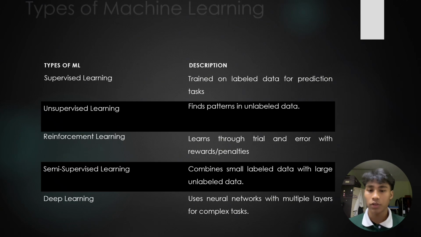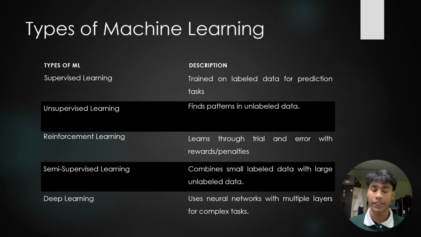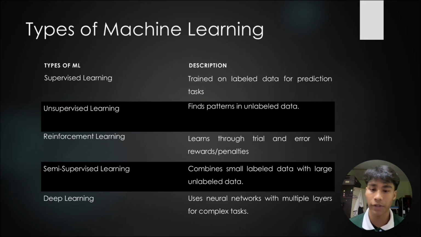Now, let's take a look at types of machine learning. First of all, we have supervised learning. It learns from labeled data like detecting spam emails or predicting house prices. Next, unsupervised learning. Unsupervised learning finds patterns in unlabeled data, such as grouping customers by shopping habits.